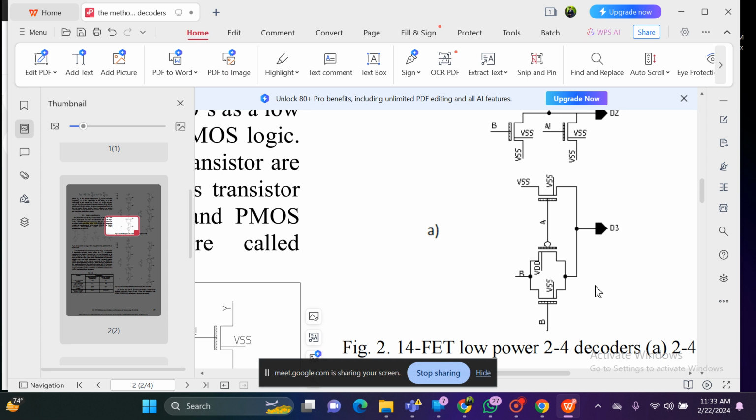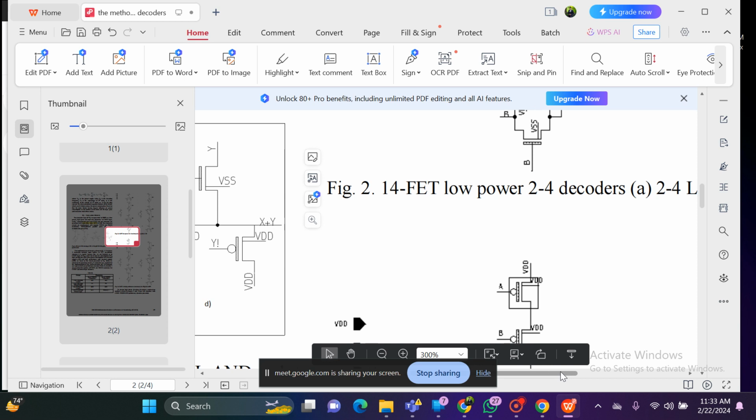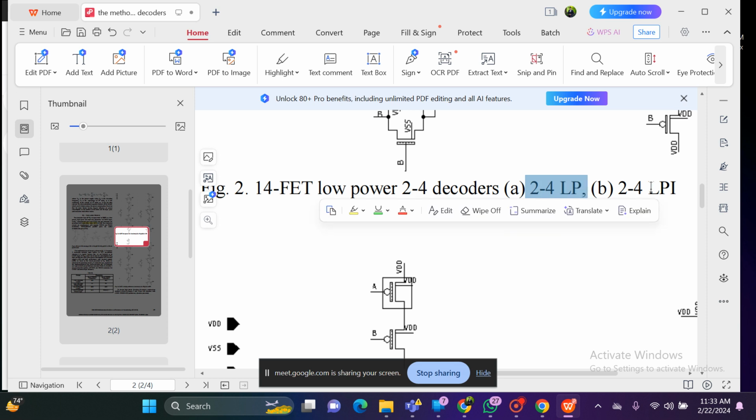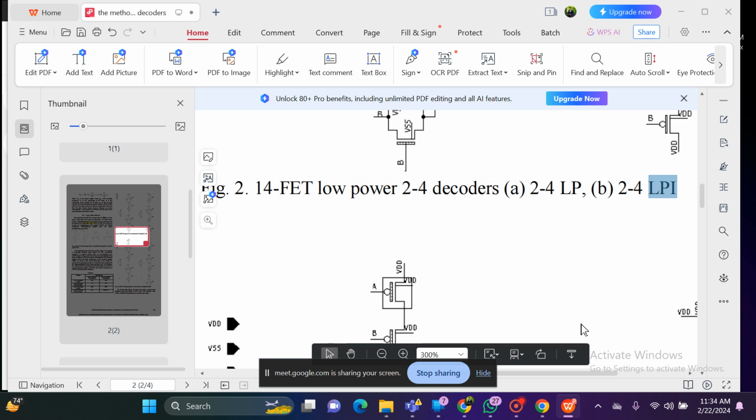So a 14 FET low power 2 to 4 decoder is designed with mixed logic. So one is low power and another one is a low power inverter. Inverter in the sense we just need to invert the inputs, that's it. Suppose if you are giving 1, you need to give 0 there. Okay, that also I will let you know.